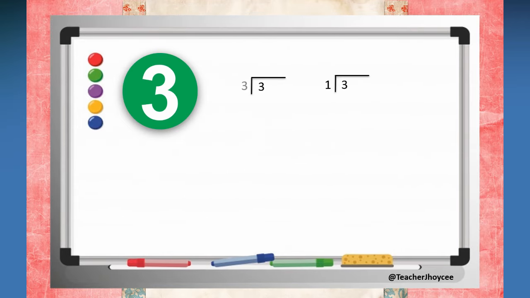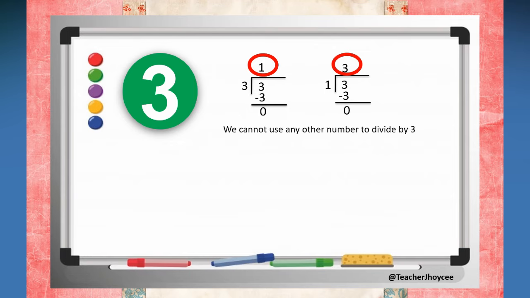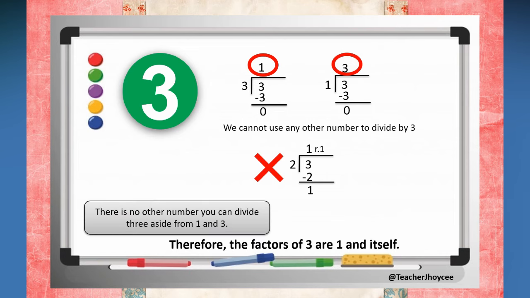If you prefer, you can use division. 3 divided by 1 is 3. Or 3 divided by 3 is 1. We cannot use any other number to divide 3. We can't use 2 because we will have a remainder of 1. You can see that the only factors of 3 are 1 and itself. This makes 3 a prime number. You can use multiplication or division to help you find the prime numbers.